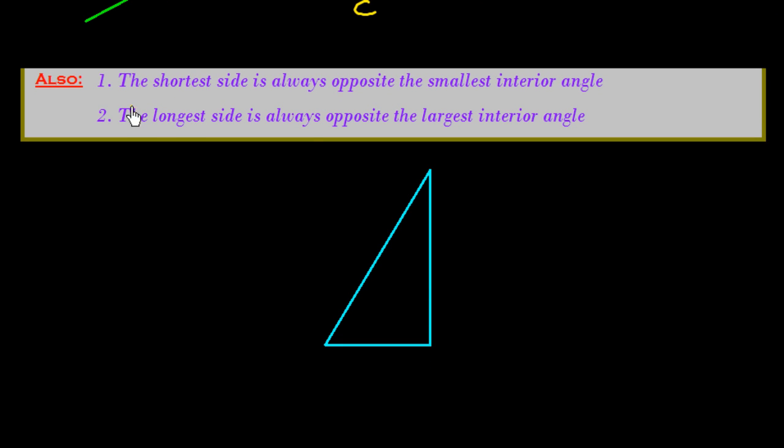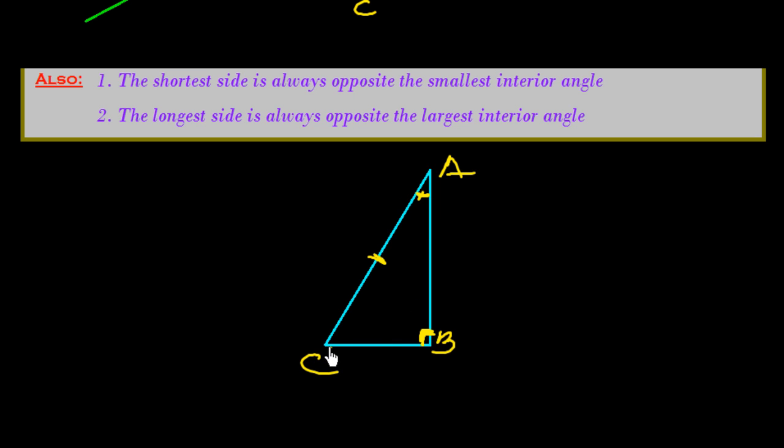This is our last one. Also, the shortest side is always opposite the smallest interior angle. Look at here, the longest side is always opposite the largest interior angle. We have a triangle ABC, and it is a right angle triangle. I would like to explain this to you. So angle B is the largest angle here, and the side opposite to this, which is the hypotenuse, is the largest side in the triangle. And this angle A is an acute angle, which is the smallest one in this triangle.